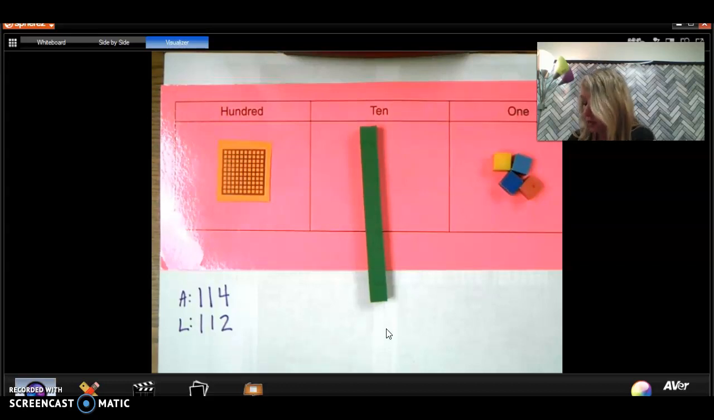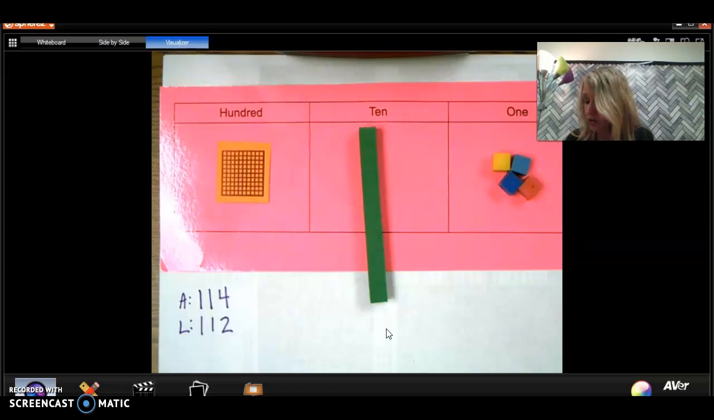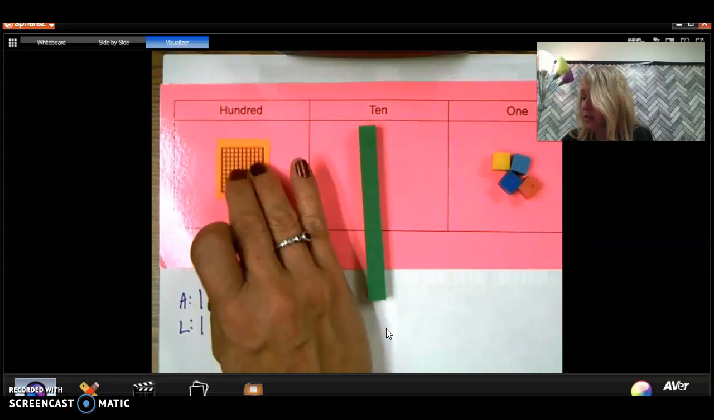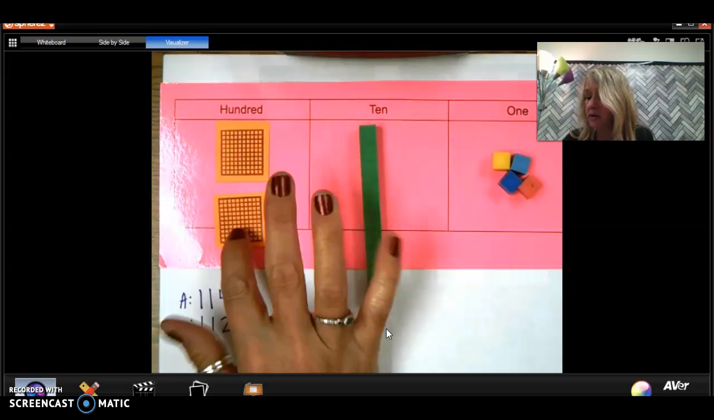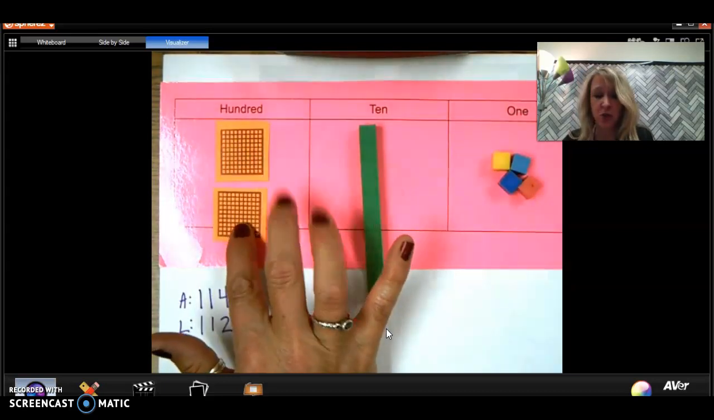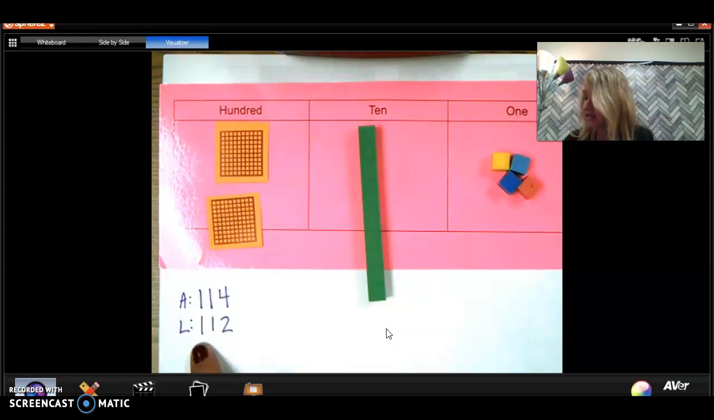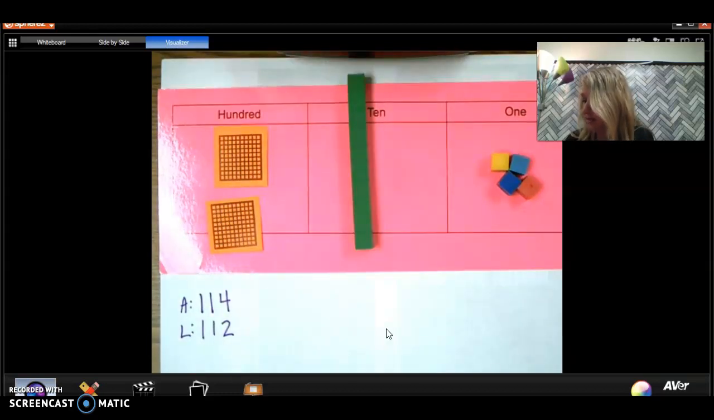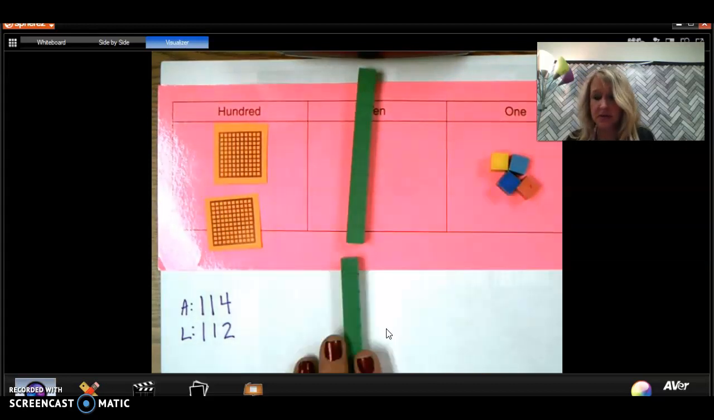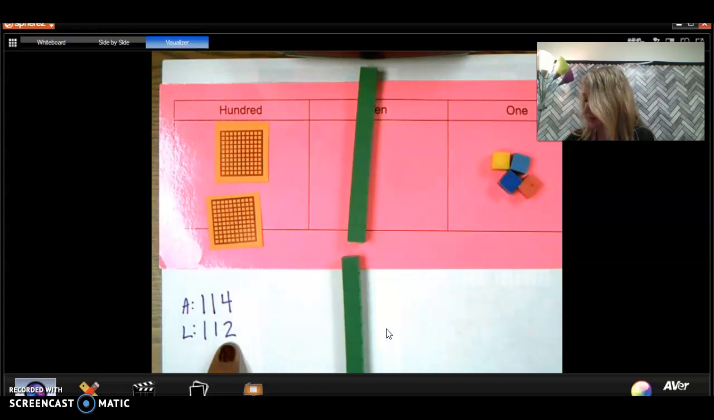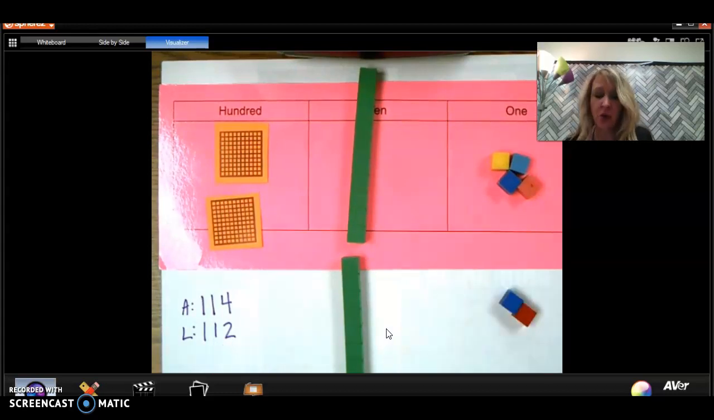All right, so we're going to show these two numbers. I have these two numbers, 114 and 112. So let me show Linda's number on the place value chart. She has 100. She also has 10. But she only has 2 ones. 2 ones.